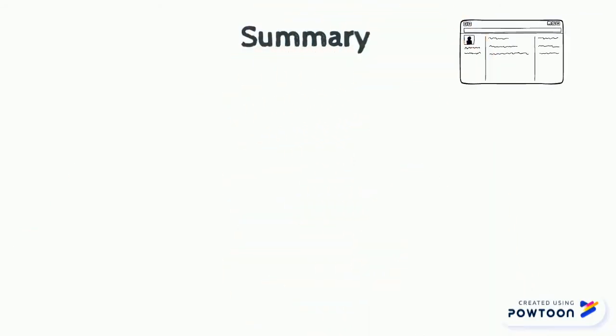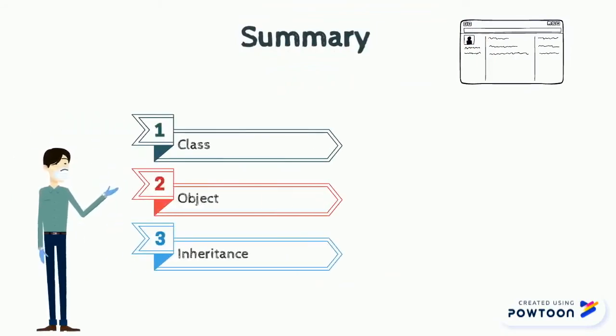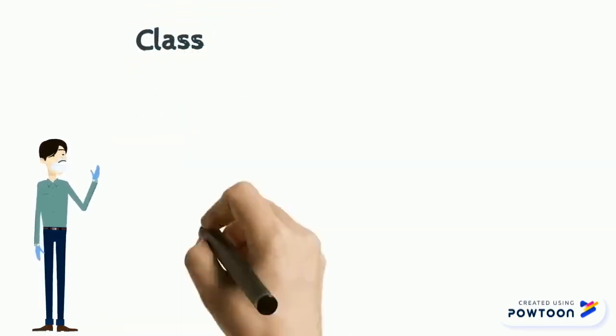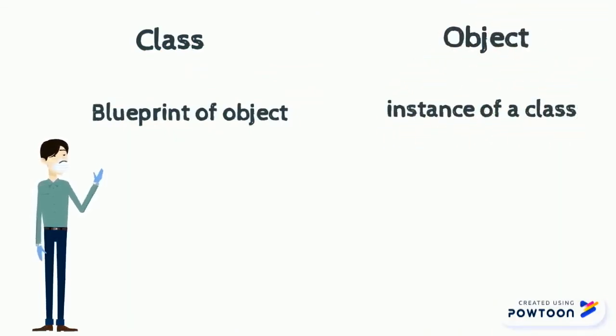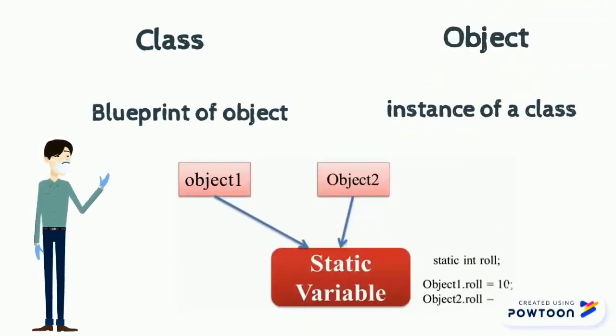Summary. As I mentioned, object-oriented programming consists of some important concepts, namely class, object, inheritance, abstraction, encapsulation, and polymorphism. These features are generally referred to as the OOP concepts. Class can be considered as the blueprint of an object and describes the properties and behavior of that object. An object is a particular instance of a class which has actual existence. Static variables and methods are not purely object-oriented because they are not specific to objects.